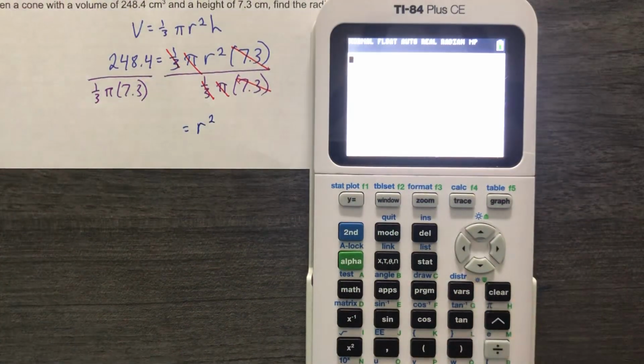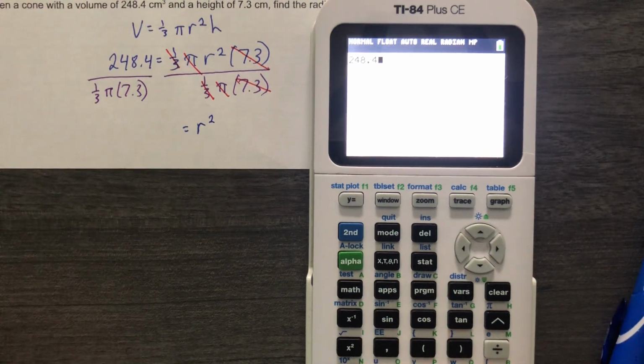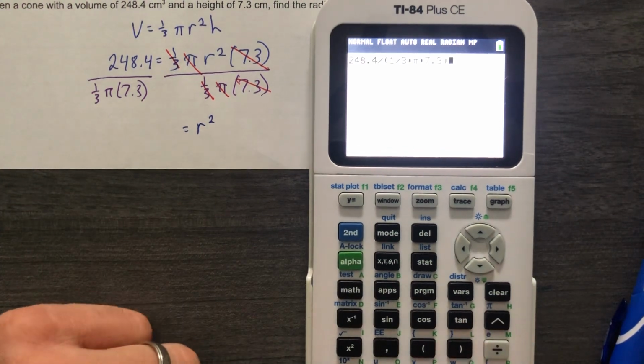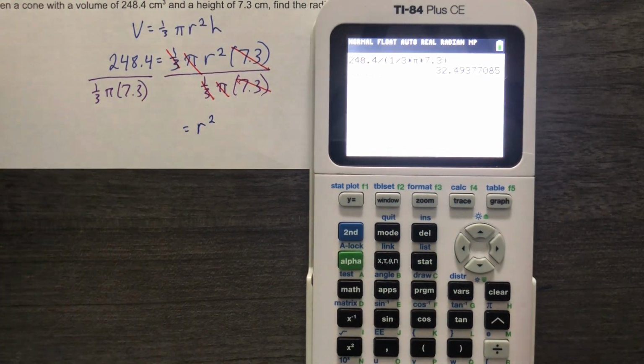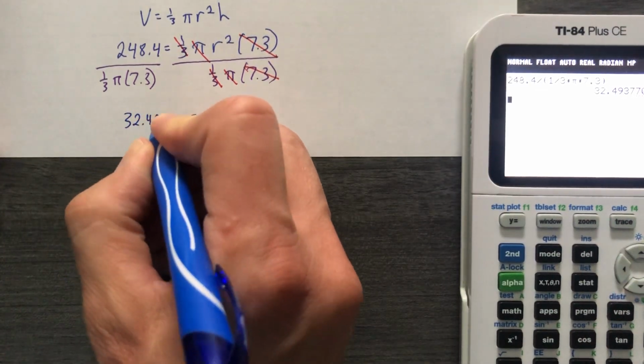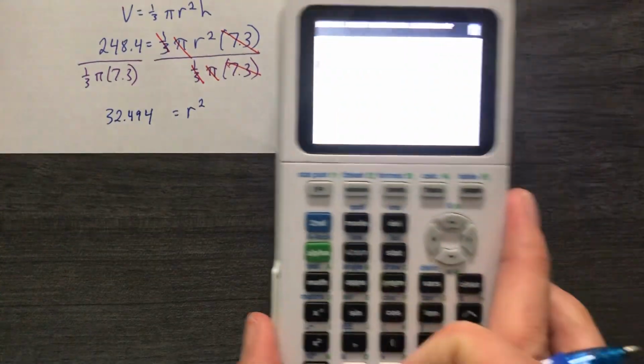All right, a little cleaner to type in Desmos, a little sloppier in the calculator, but we're going to type it here anyway. So divided by parentheses if you're using a calculator, 1/3 times pi times 7.3, and that's what we have. Not the final answer, but that's what we have: 32.494. We'll stop there, and we're going to take the square root of that.